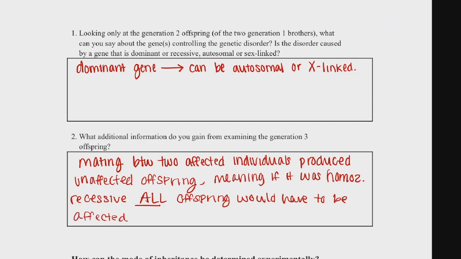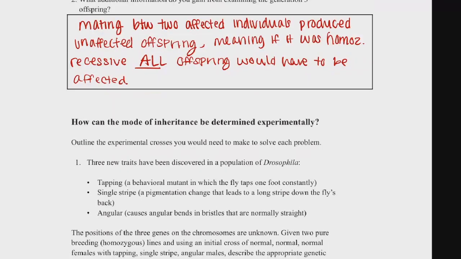Okay. And I said this in a different way, but basically if it was recessive, all offspring would have to be affected, because if you have two affected parents, then you're assuming that both those parents are homozygous recessive, if it's a recessive gene. But because we know that it's dominant, one of their kids got two recessive alleles and did not carry or pass on the disease.